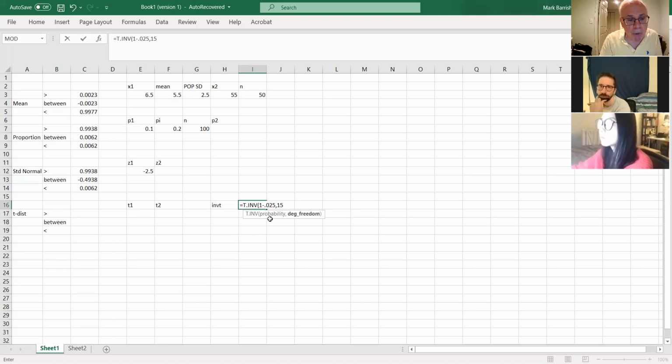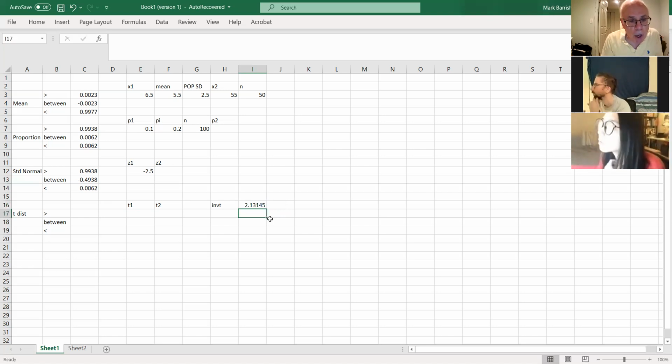And now we're going to close our parentheses and hit enter. Now, also, I think, oh no, it's going to give us that probability. I think we don't need anything else. It's going to give us our critical value.